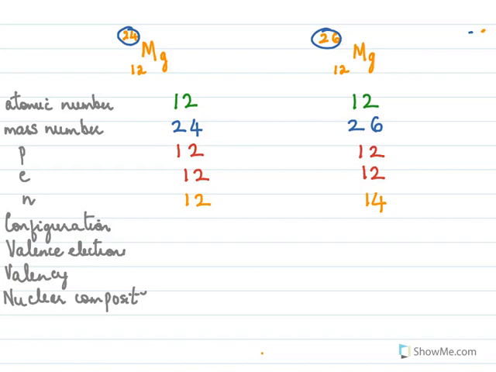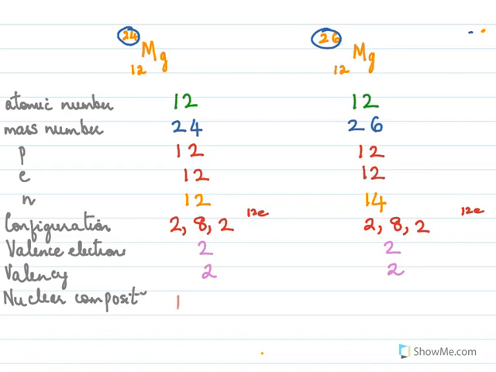Now for configuration, electrons are 12, so configuration 2, 8, 2. Here configuration also will be 2, 8, 2 because they have 12 electrons here and also 12 electrons here. Valence electrons are the outermost electrons, so 2 in both cases. So valency also will be 2.